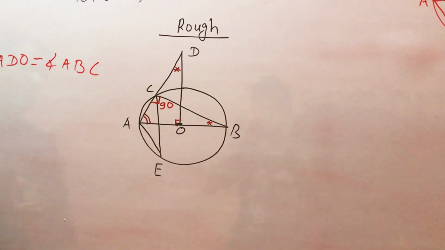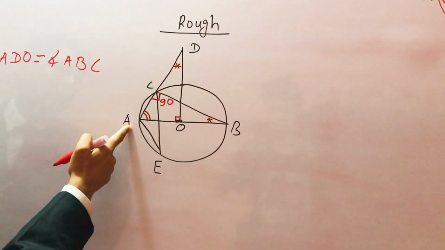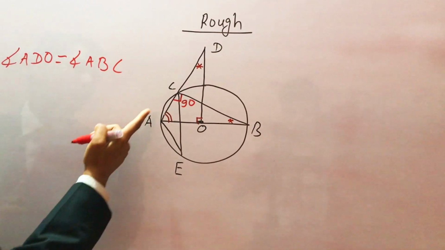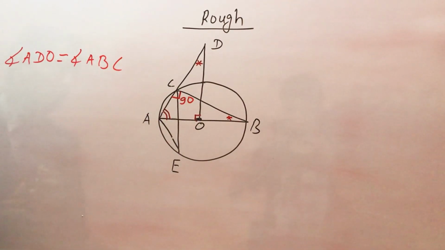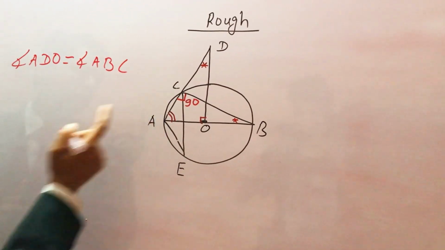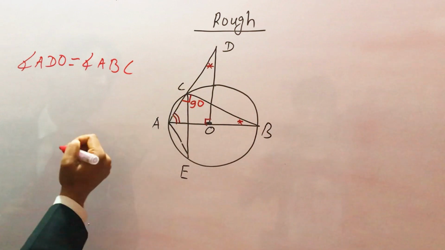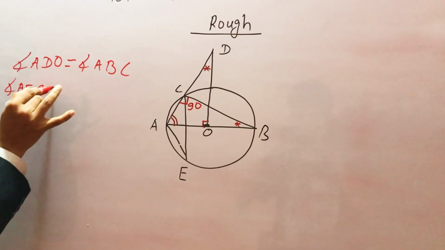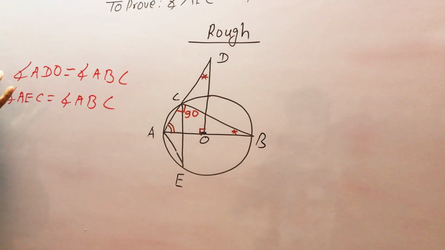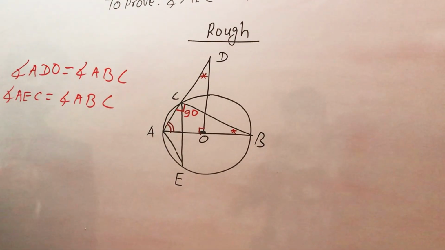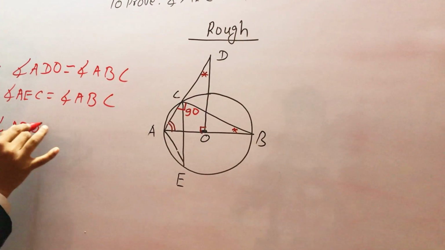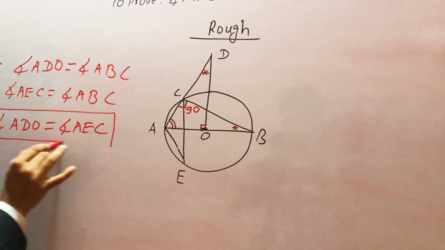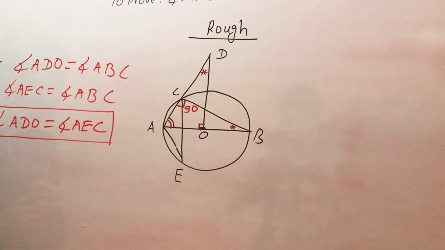Now another statement. AC is an arc, and angle ABC and angle AEC are inscribed angles standing on the same arc AC. The inscribed angles standing on the same arc are equal, and hence we can write angle AEC is equal to angle ABC. These two statements show that angle ADO is equal to angle AEC, and hence we can prove it like this.